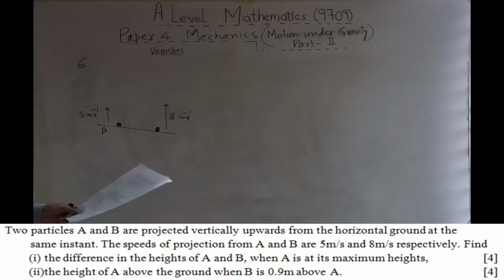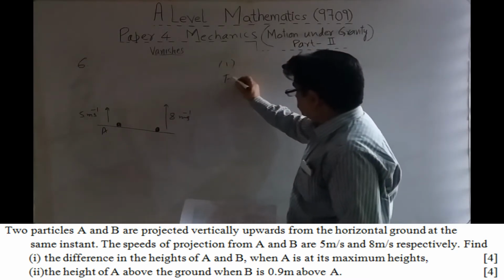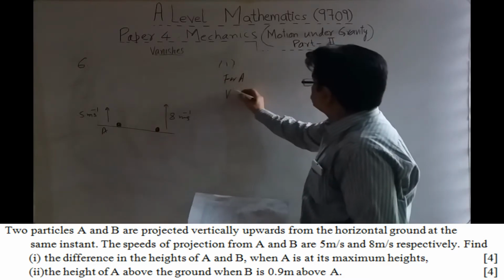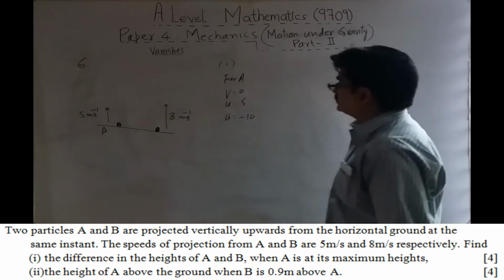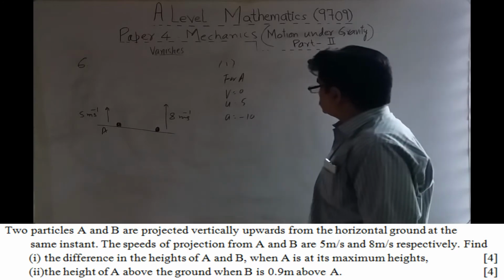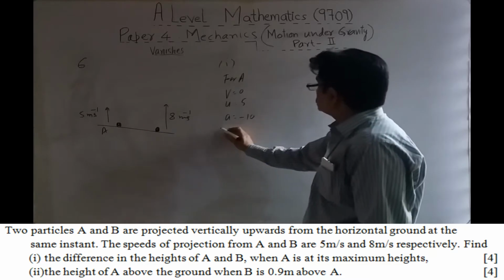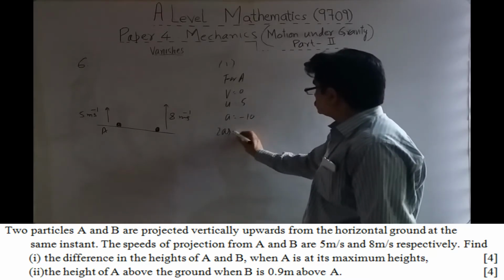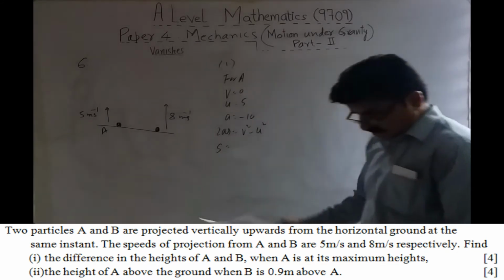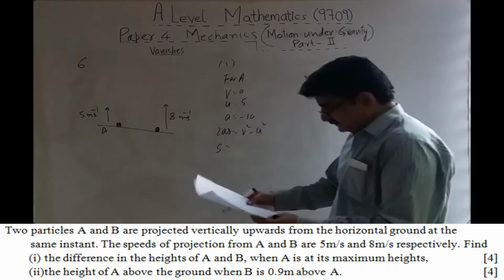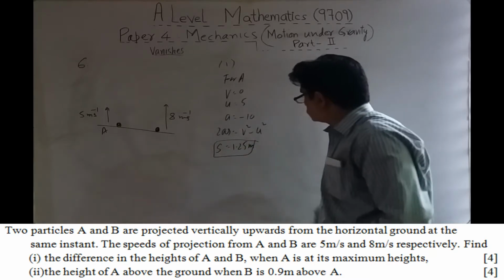Now, the difference in heights of A and B when A is at maximum height. So first part for A. Now for A, maximum height means when v is 0 and u is 5, upward motion, a is -10. From here you can find the distance and time, but here we need the difference in heights, so you can find the distance. Applying the equation of motion, 2as is equal to v square minus u square. Putting the values, you will find s. You use a calculator and find s. It will be 1.25 meter. We will need it. This is not the answer.